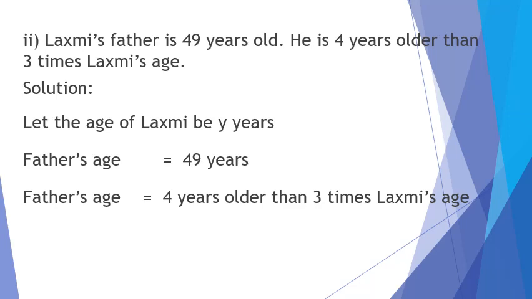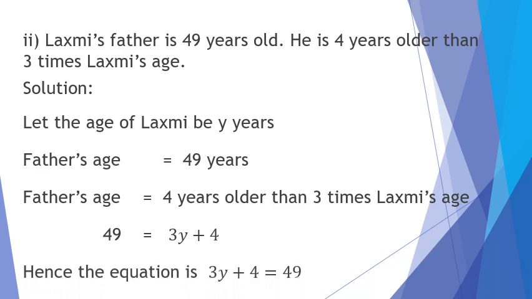3 times Lakshmi's age means 3y years. 4 years older than means 3y plus 4. So we can substitute in the above equation. We get 49 equal to 3y plus 4. Hence the equation is 3y plus 4 equal to 49.